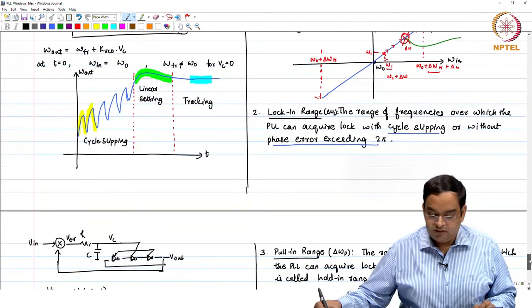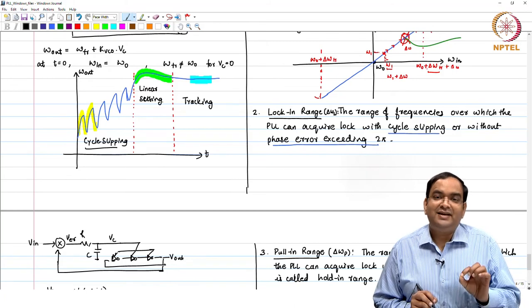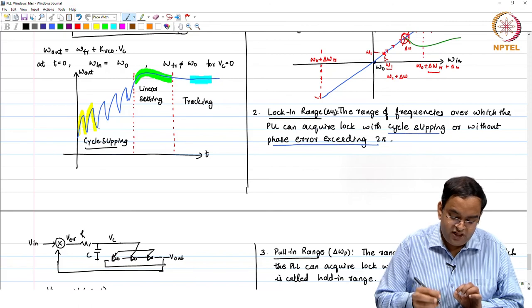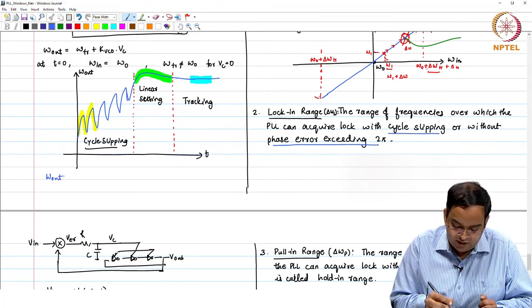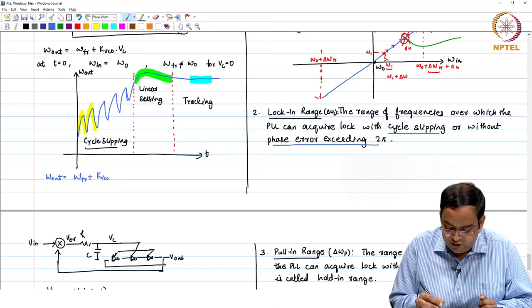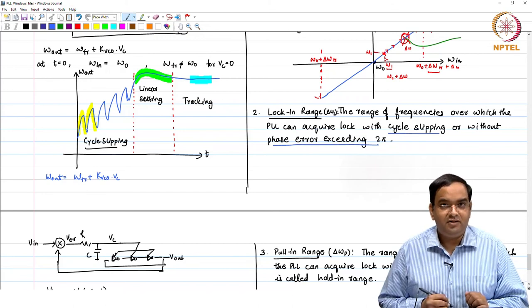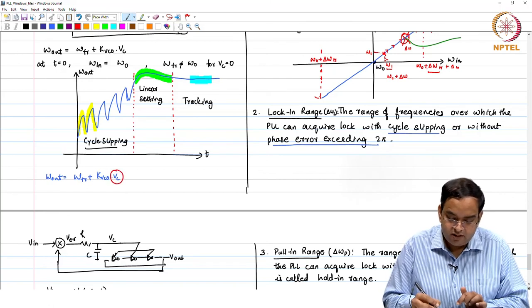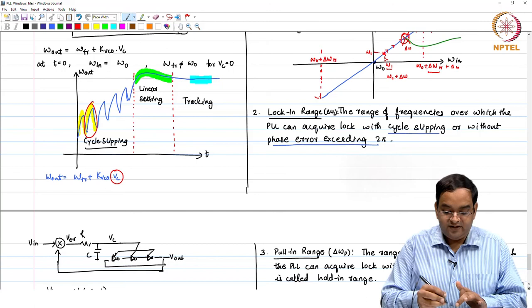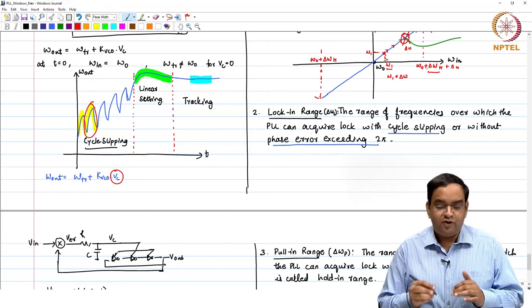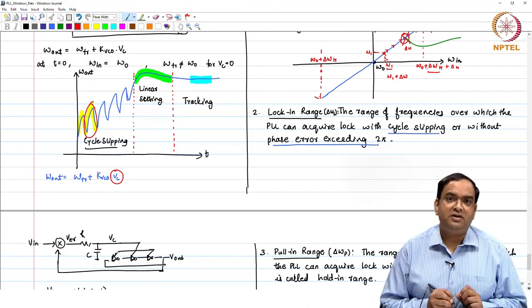Now, just think about it. This is cycle slipping. Now you may understand what cycle slipping is. During the cycle slipping, the phase error is exceeding 2 pi. As you see here, the frequency increases. Now, just do some back calculation. I know that omega out is equal to omega free plus KVCO times VC. If omega out is having a ripple as shown here, that ripple can only come from the control voltage. That control voltage is also having some kind of ripple, and as you see, it is having peaks and nulls. So the control voltage has peaks and troughs, a maximum value and a minimum value.